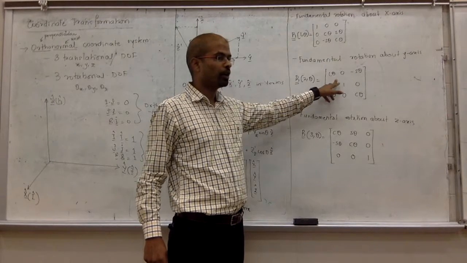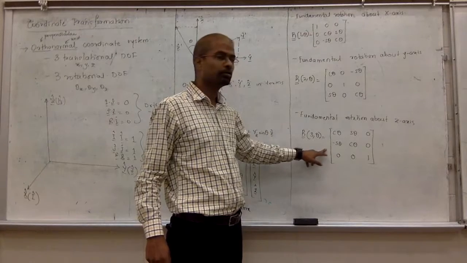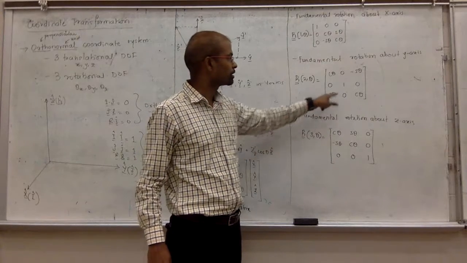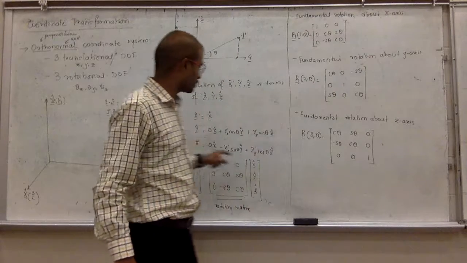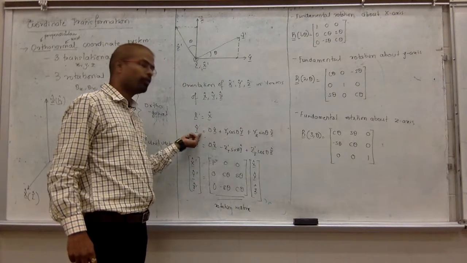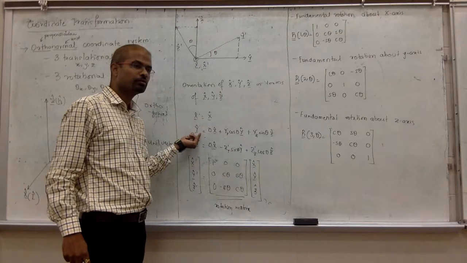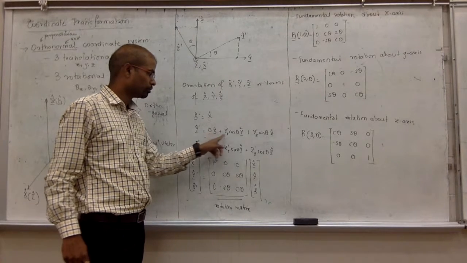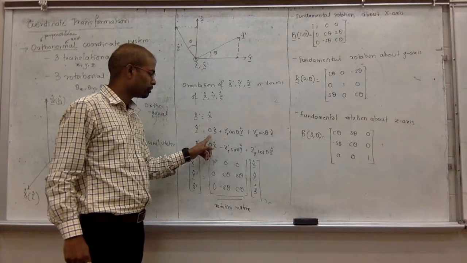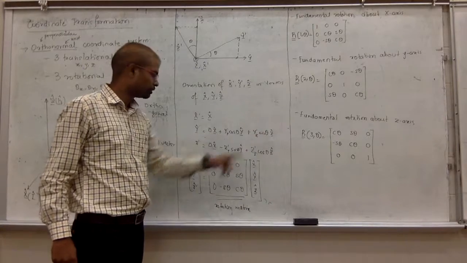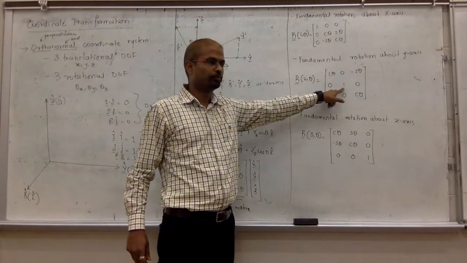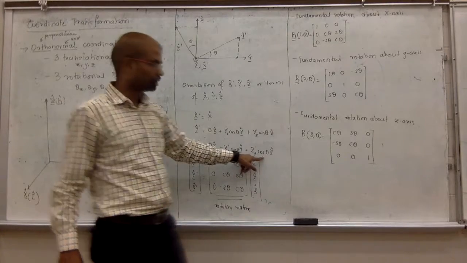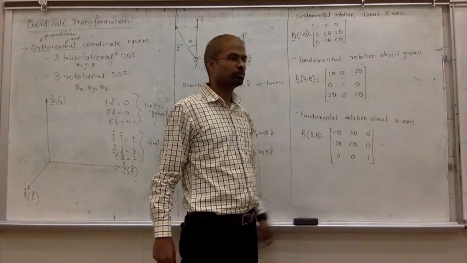The fundamental rotation about y-axis is this, and the fundamental rotation about z-axis is this. Okay? So here you can see this one makes sense because if it rotates about y-axis, what would this be? It'll be 0 x y plus 0 z, right? So that is where you get this one from. If it is z, this would be 0, 0, 0, 0, just z or one. And that is where you get it. And these are just based on direction.